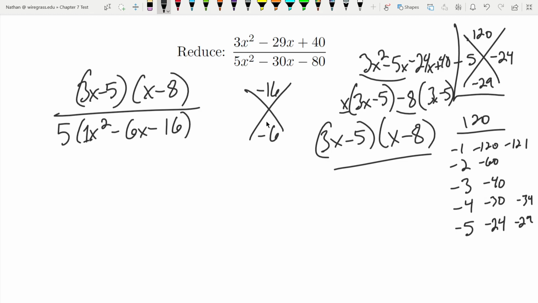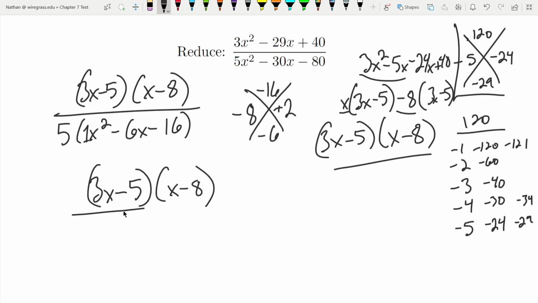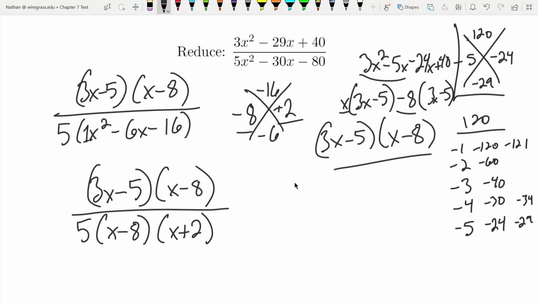B is negative 6. Two numbers that multiply to give negative 16: one has to be negative, one has to be positive. So 2 and 8. Since we want negative 6, we're going to have negative 8 and a positive 2. And so that immediately factors down into 3x minus 5, x minus 8, still the same on top. And we have 5 times x minus 8 and x plus 2 from the minus 8 and the plus 2.